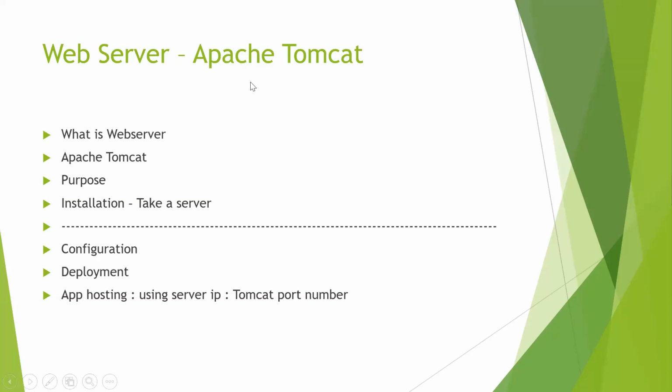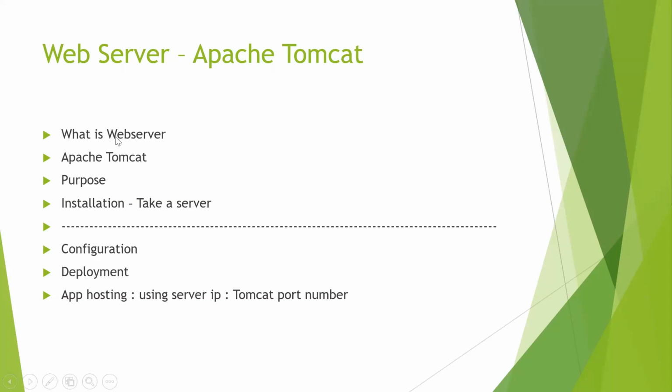So the main definition of a web server is that it is hosting the application. That's it. So we will be taking one server, an AWS server. On that AWS server, we are going to install the web server. This is like a software. We are going to install this software on the AWS server. On that software, we are going to run the application. That's it.